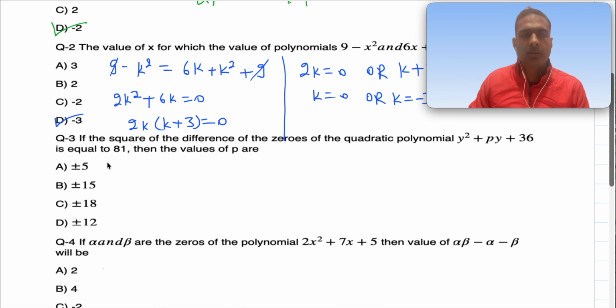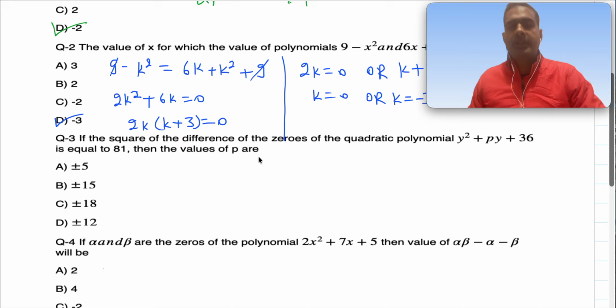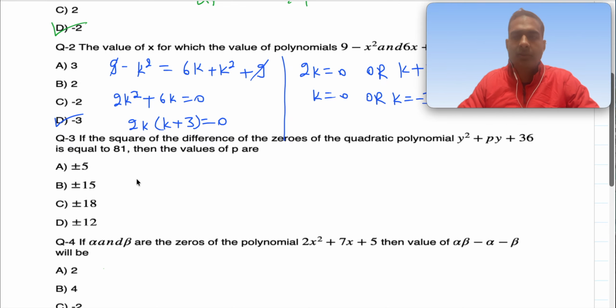Now the third question: if the square of the difference of the zeros of the quadratic polynomial is equal to 81, then find the value of p. In such types of questions, we have to be very careful in understanding what the question is saying. If we understand the question carefully, then half the question is solved right there.